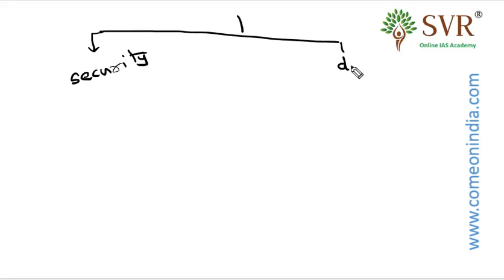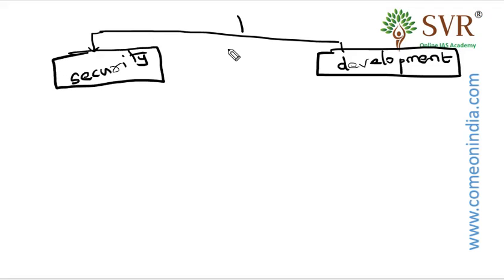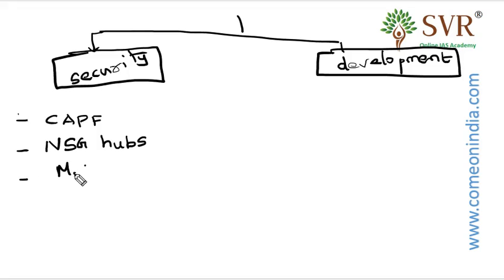Important steps like enhancing the security on the one side and increasing the development activities on the other side. So tackling Naxalism is a two-pronged strategy. One is to provide development to the Naxal affected areas, and the second strategy is to increase the security forces and their capacity so that they can fight Naxalism. To increase the security, Government of India increased the strength of the Central Armed Police Force, that is one point. Second point, Government of India established National Security Guard hubs at Chennai, Kolkata, Hyderabad and Mumbai, and strengthened and reorganized the Multi-Agency Centre to enable it to function on a 24/7 basis.